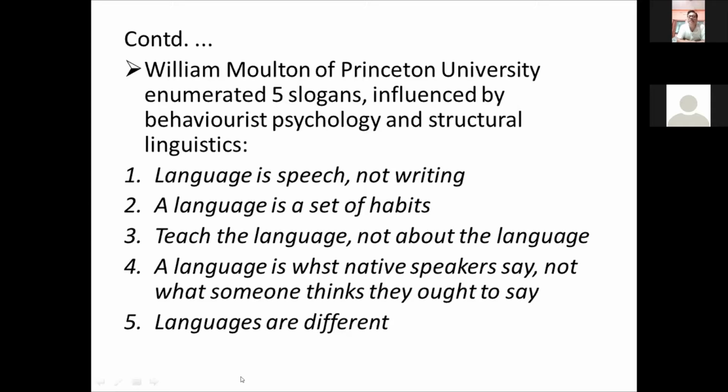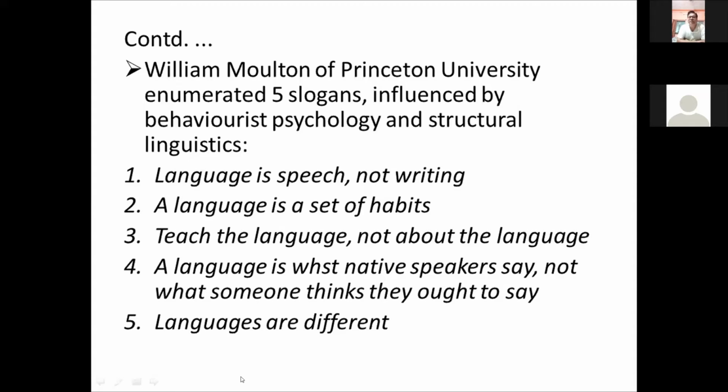A language is a set of habits. You know the very famous proverb that good habits make a man and bad habits unmake a man. Similarly, language is also a set of habits which have to be nurtured, which have to be developed, which have to be practiced daily.